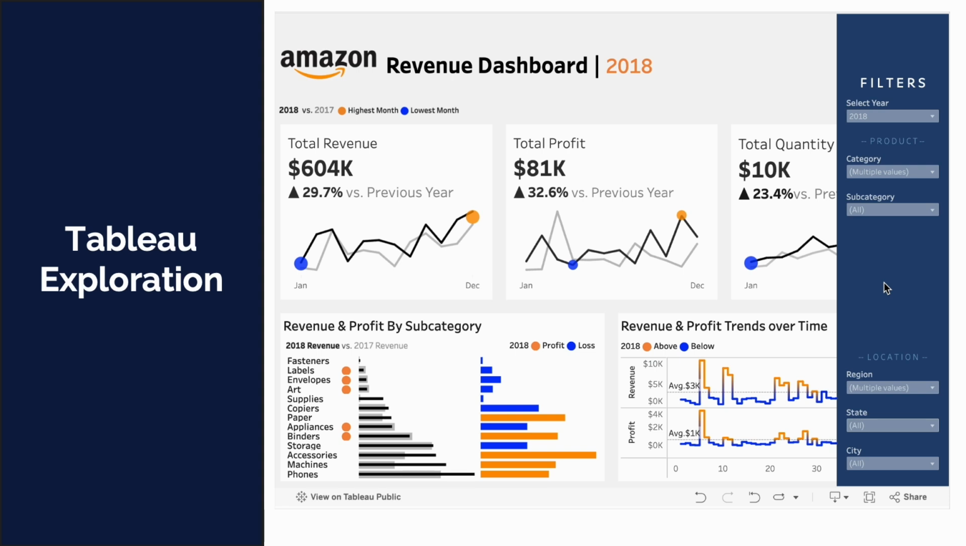Please feel free to use these interactive dashboards to find further connections on how to optimize profitability within Amazon by looking at certain years, products, or locations.